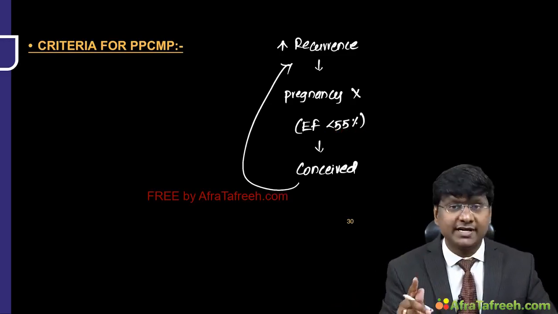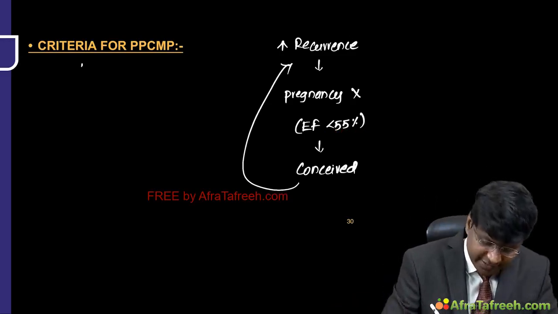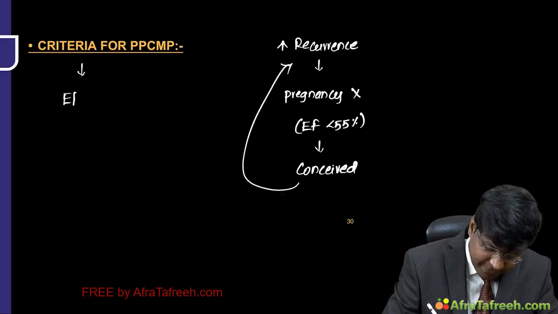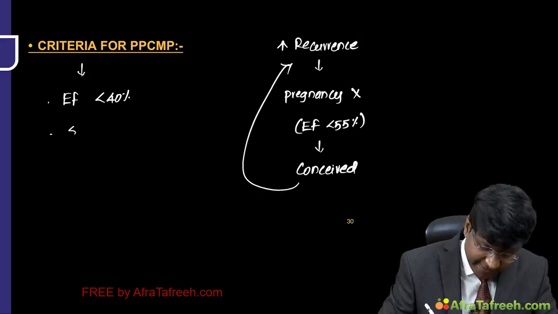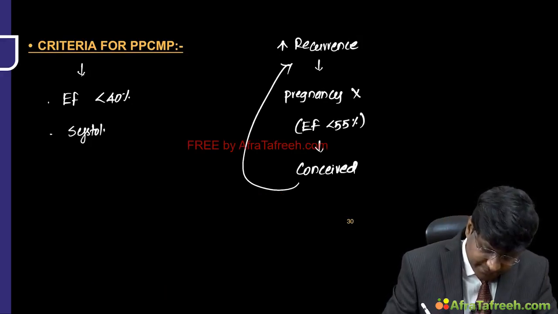Next, what about the criteria we have discussed? The very important criterion is that the ejection fraction should be reduced. It should be less than 40%. There should be a documented systolic dysfunction.